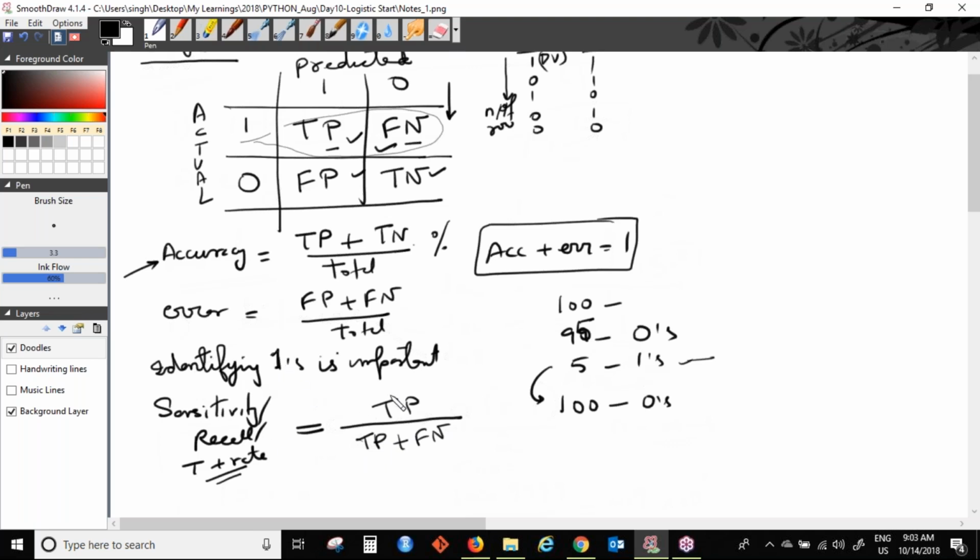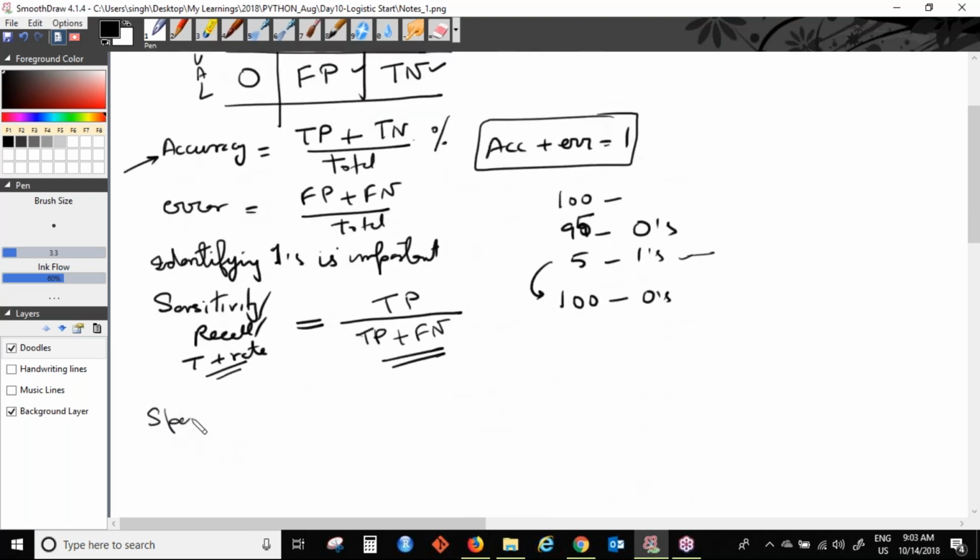This gives importance only to identifying actual ones. See, accuracy has both true positive and true negative, but here I have given just true positive. So it measures, out of all actual ones, the denominator being all the actual ones, how many ones it has identified. These are the ones it has identified correctly, whatever is in this box. That is what sensitivity, recall, or true positive rate measures.